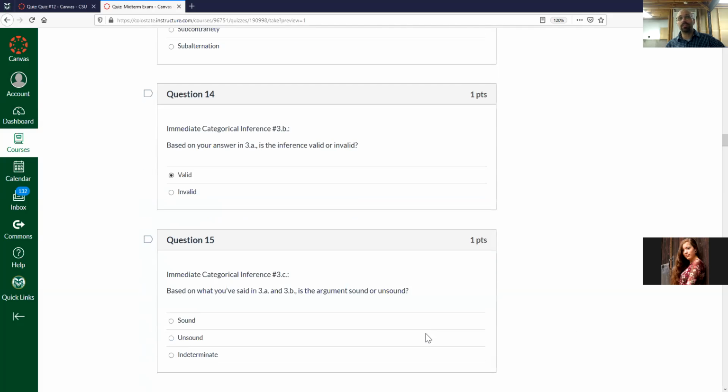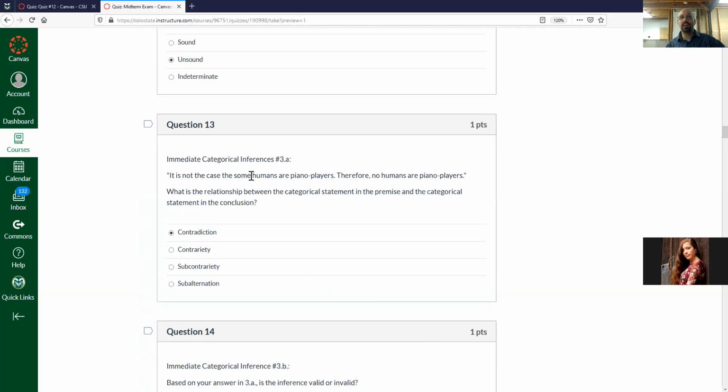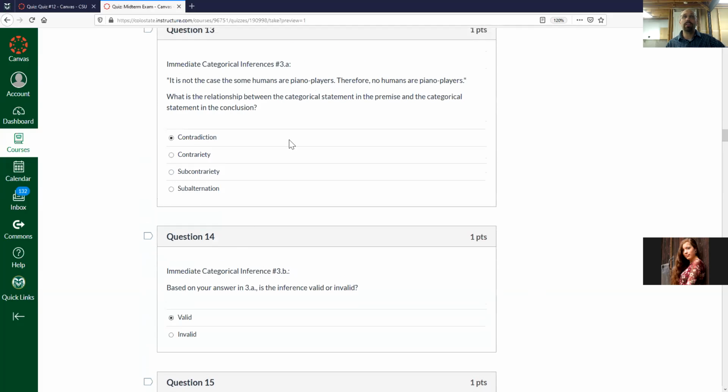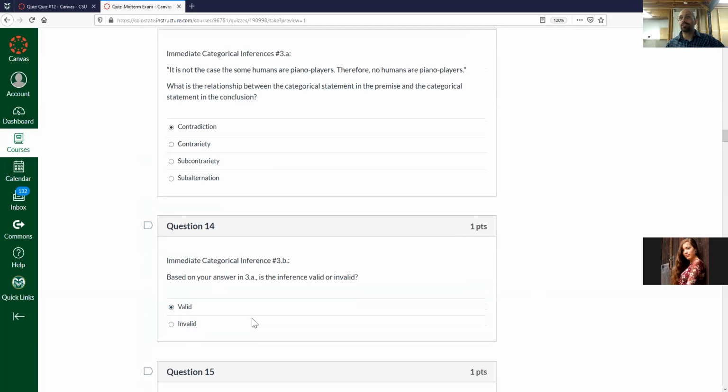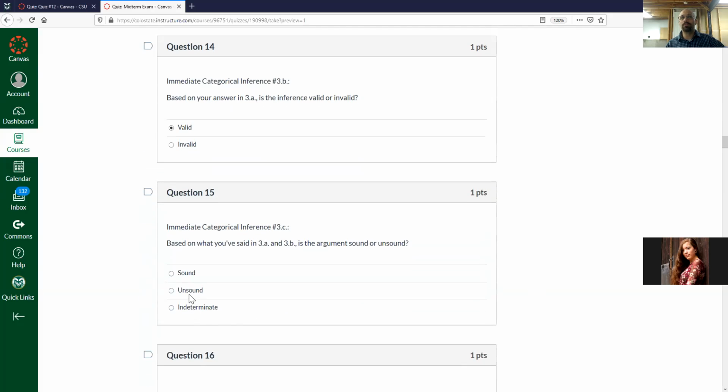Is it a sound argument, though? Well, is it true that it is not the case that some human beings are piano players? And I'd say no. Some human beings indeed can play the piano. So there's a false premise. It's valid, so it could be sound, but because of the false premise, it is unsound.